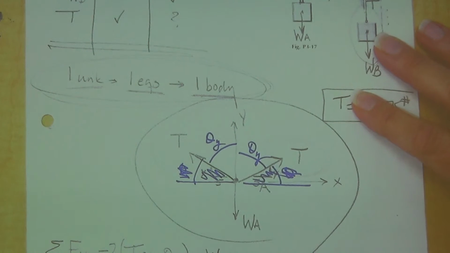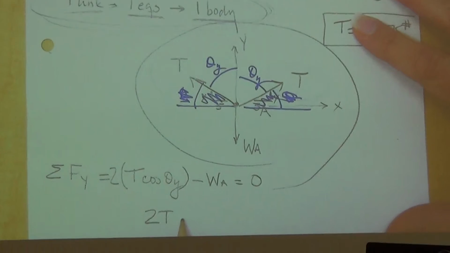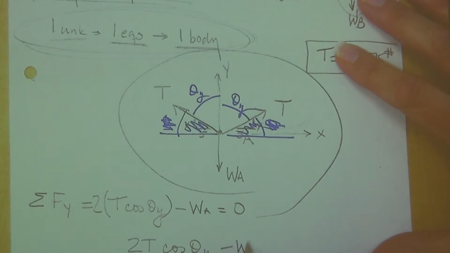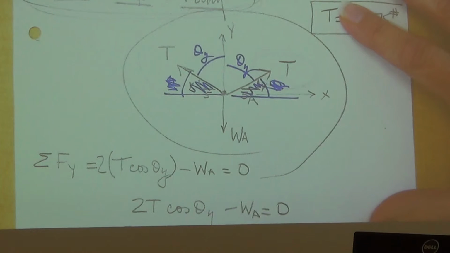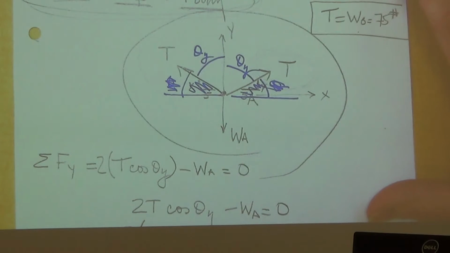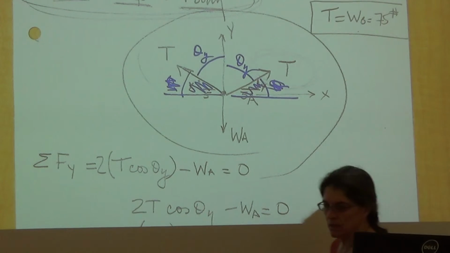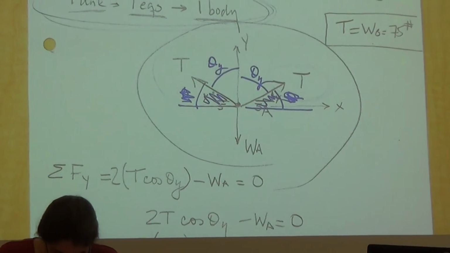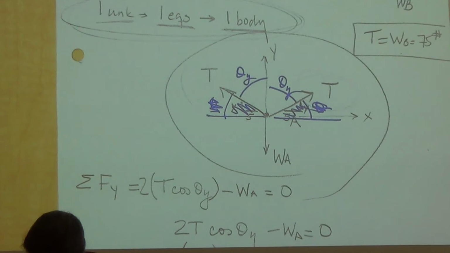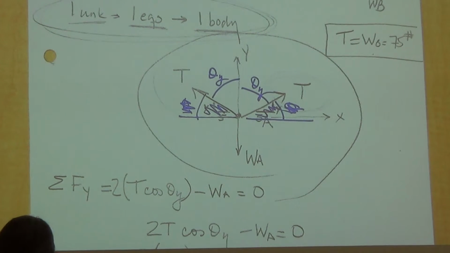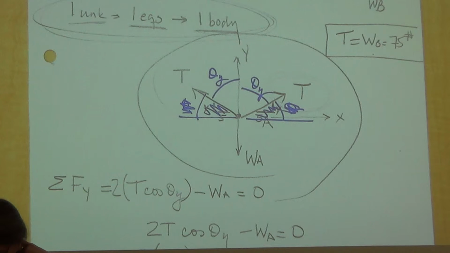Minus WA equals 0. So 2T times the cosine of theta y minus WA is equal to 0. What's T? 75 times cosine of theta y is equal to WA. What's that? 50. And in the end, theta y turns out to be, what is that, 2/3? So it's about 70. What is it? What'd you get? I think it's 70.53.